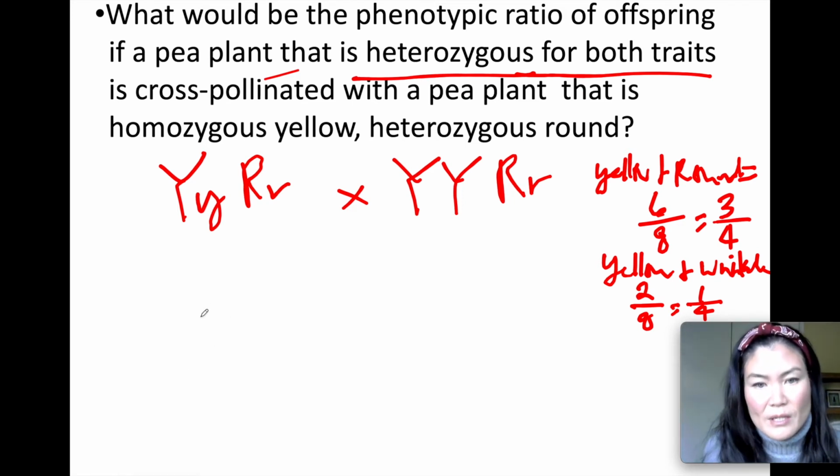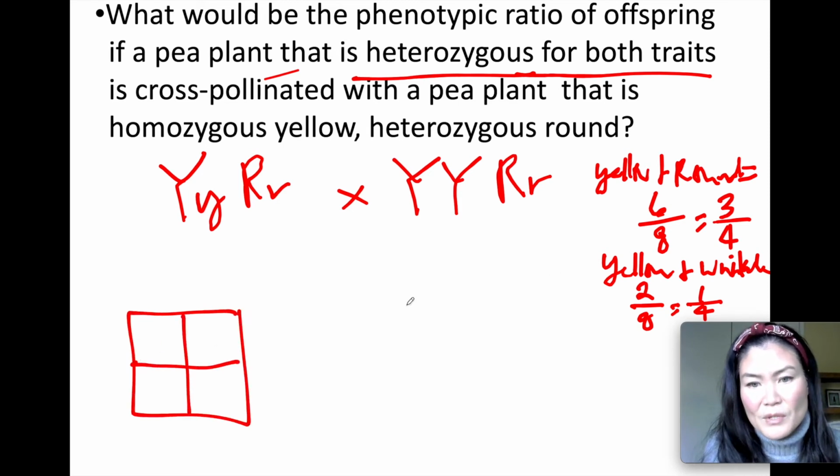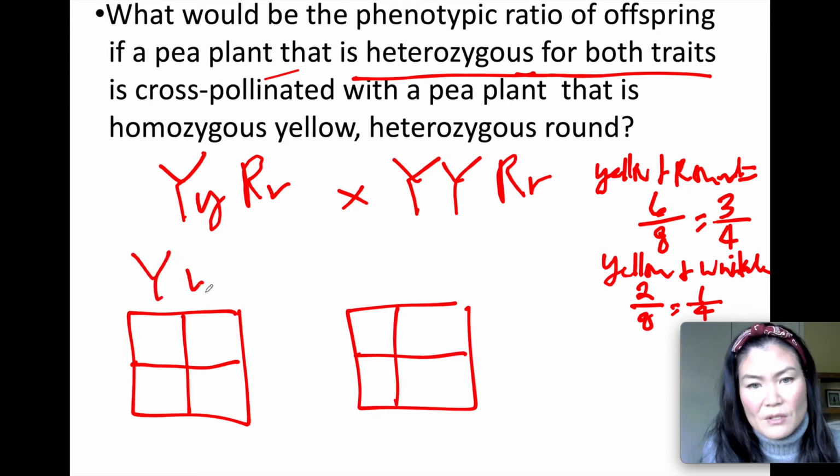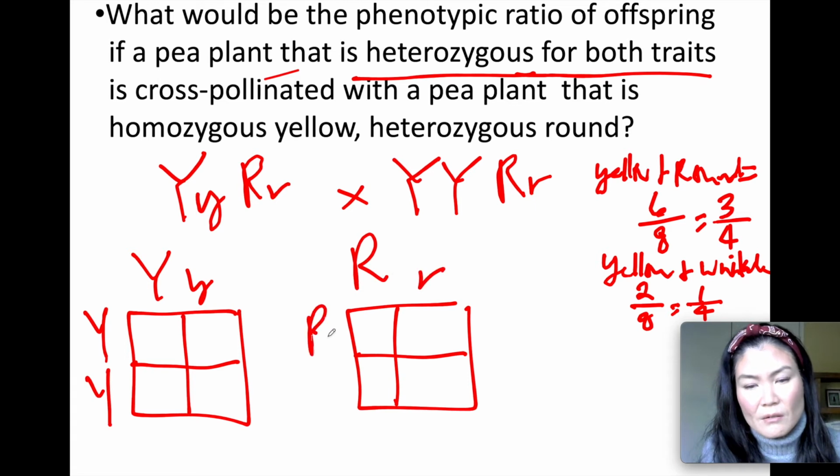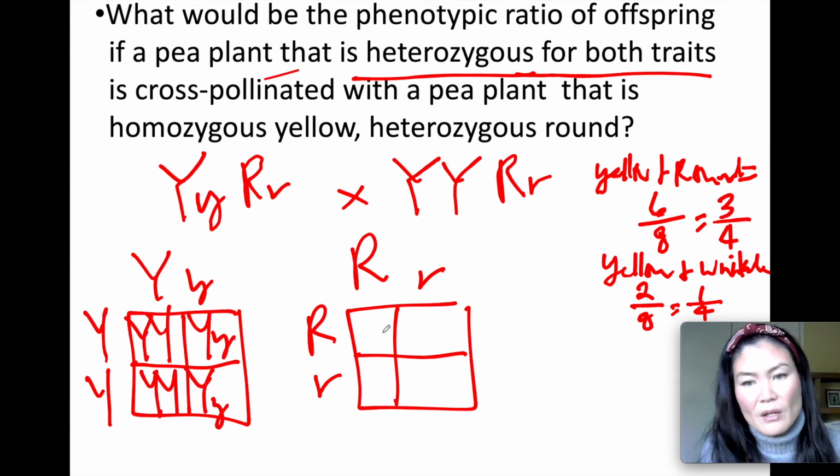Okay, so let's do the Y's first. And I'm keeping the answers up because we're going to end up with the same answers, and then the R's. So the Y's first, and then the R's. Big Y, big Y, big Y, little y, big Y, big Y, big Y, little y. Big R, big R, big R, little r, big R, little r, little r, little r.